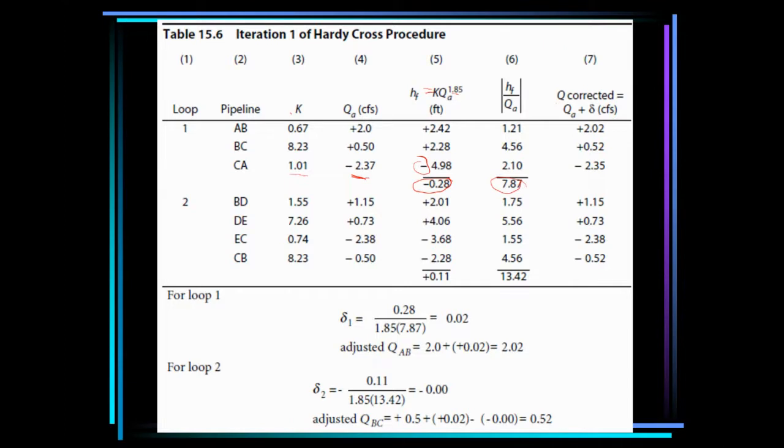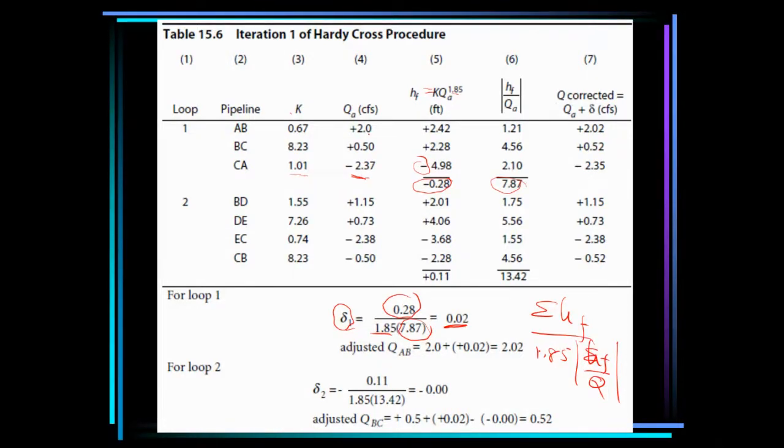So we have to find delta for loop 1, applying the formula, which is what? Negative summation HF over N, which is 1.85, times summation HF over Q. Okay, so that's why you can see this is summation HF, and this is summation HF over Q. Okay, so this is the correction for the assumed flow rate. So we adjust the flow rate for each pipe by just adding delta to the assumed flow rates.